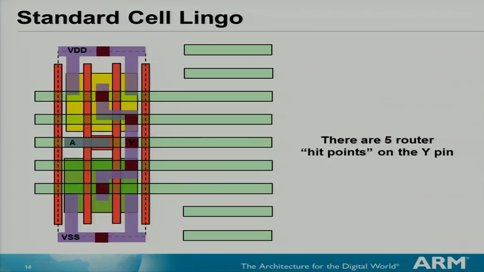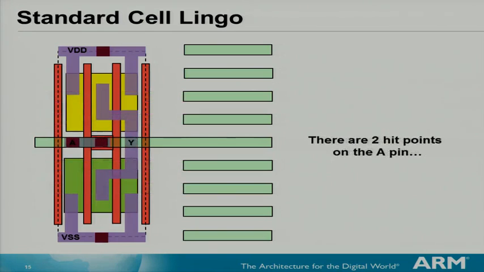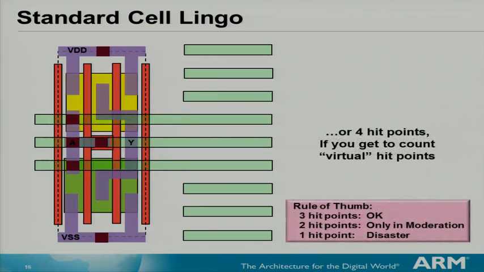Now, for example, here there are 5 hit points if you consider the Y pin, and for the input pin there are 2 hit points. If you allow your metal 2 router to go in, drop to a lower metal level, and then connect again, you can have, in this case, up to 4 hit points. Now, the basic rule of thumb is if you have 3 hit points, you're just OK. 2 hit points is good only in moderation. And if you have just 1 hit point, then that's basically a recipe for disaster.